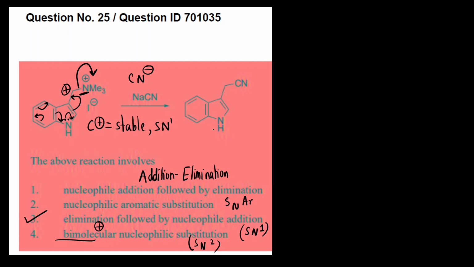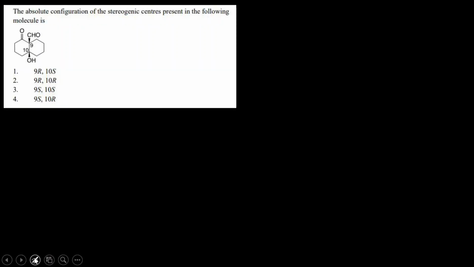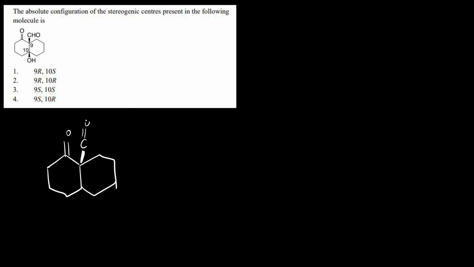That is the SN1 mechanism. Third one, this is the molecule that is given. C double bond O. I have an aldehyde, I can write it like this. Here above the plane I have OH. Okay, this is 9 and this is 10. What we have to do is find out whether it is R or S. Let us first find out for 9.